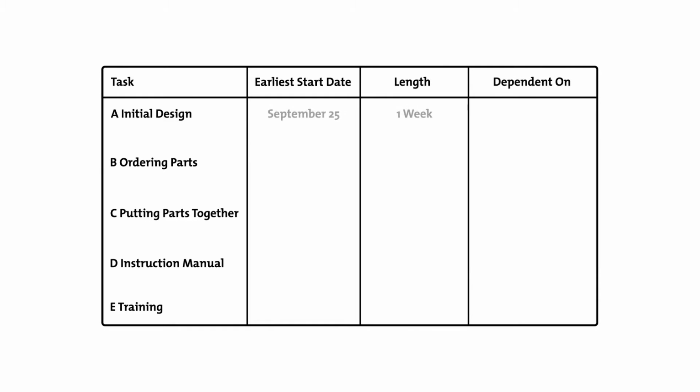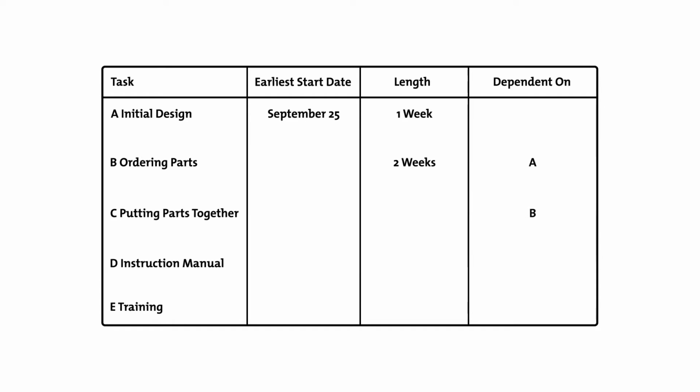In this example, you think task A, the initial design of your project, will take 1 week. Task B, ordering parts, will take 2 weeks, but you can't start task B until task A is complete. So task B is dependent on task A, and those two activities can't overlap.